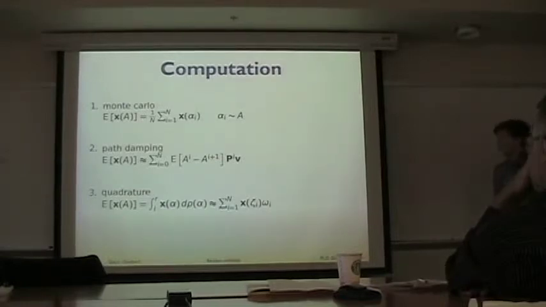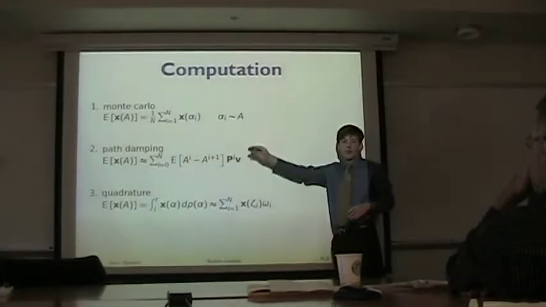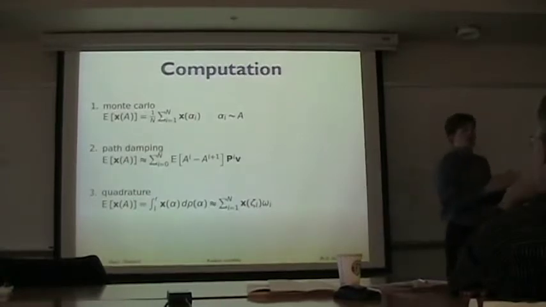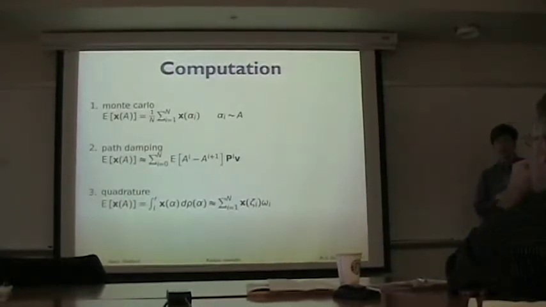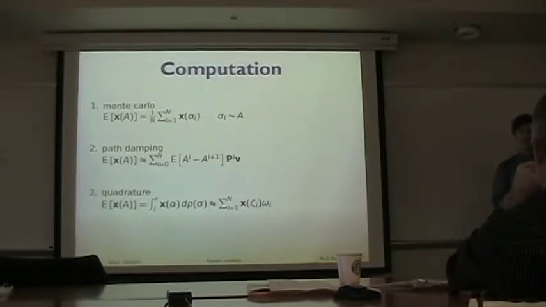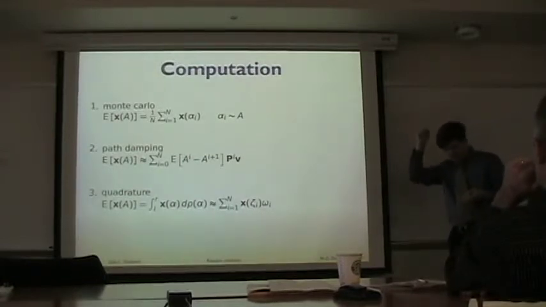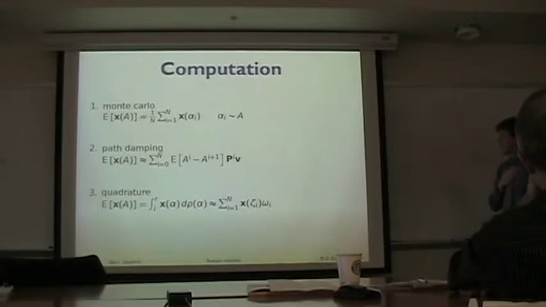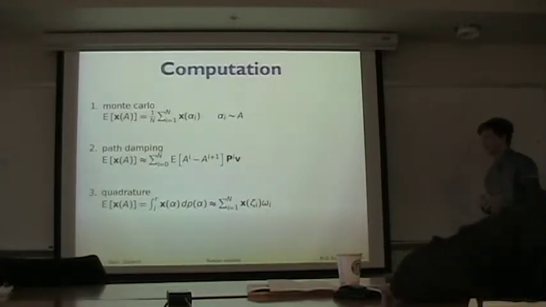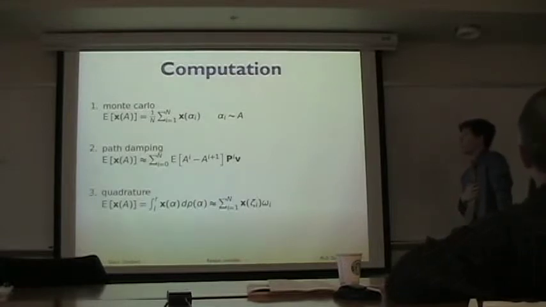So the simplest way of computing these things is just to do a Monte Carlo approximation. That's a very straightforward thing to do. All you have to be able to do is generate a sample from your beta distribution and compute a PageRank value. So nice and straightforward to implement that one.